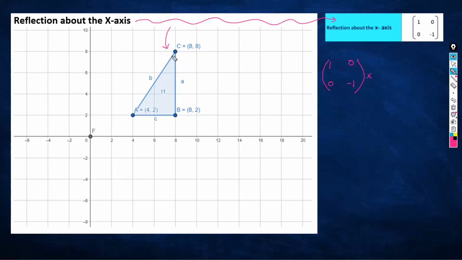It's a lot of work. So let's start off with point A. Point A is 4, 2. That's the coordinates. The x coordinate is 4. The y coordinate is what? 2. So you put a small bracket here now.